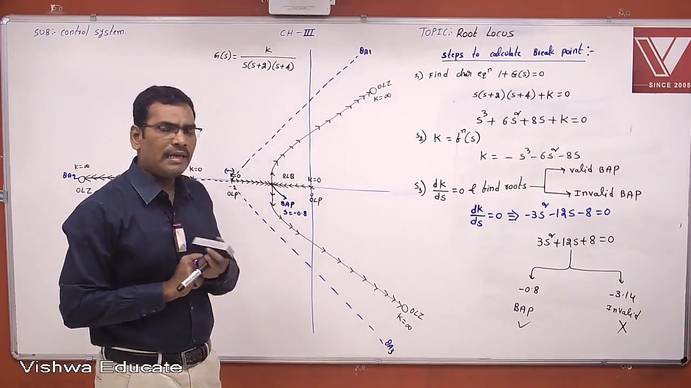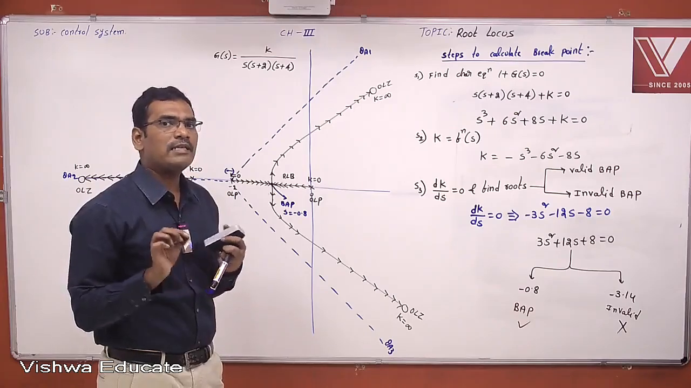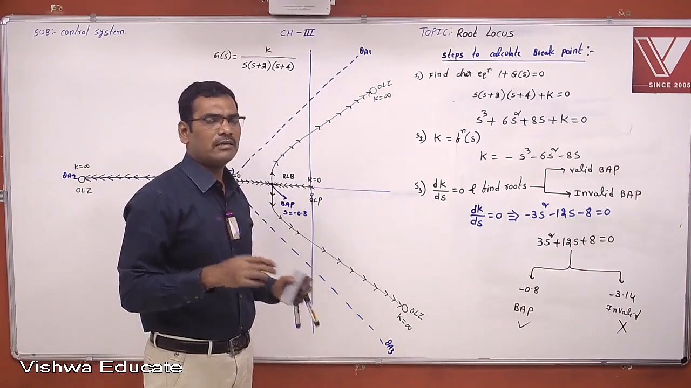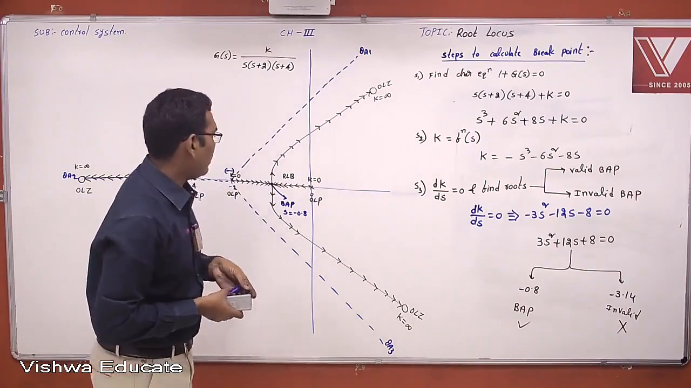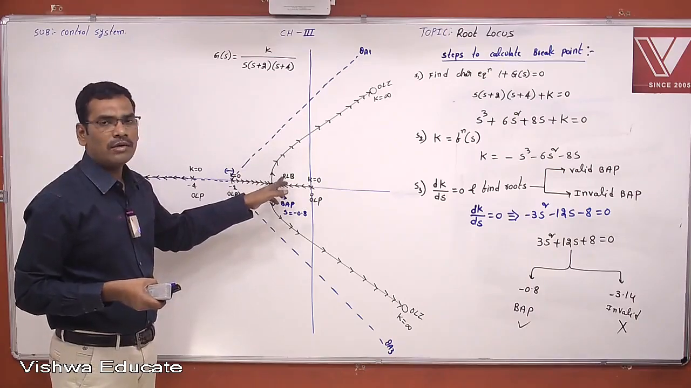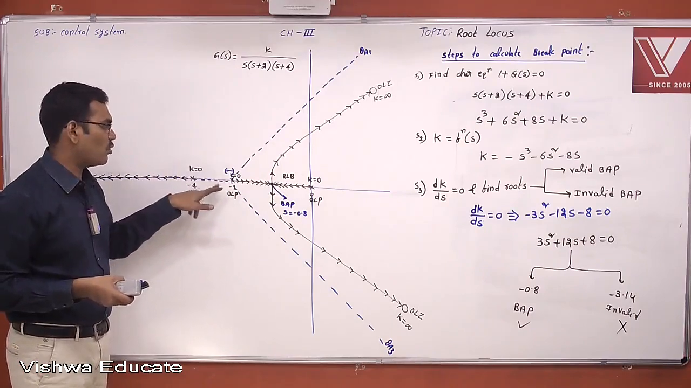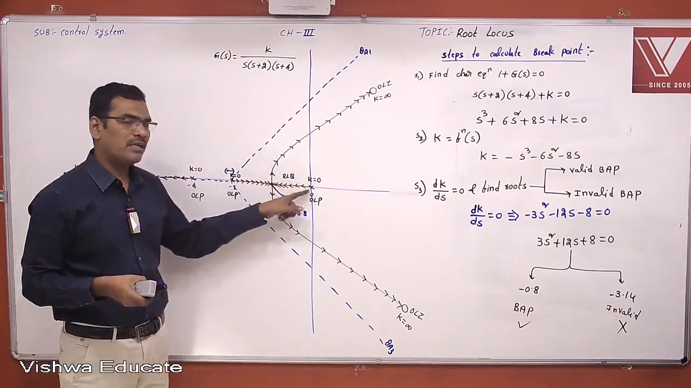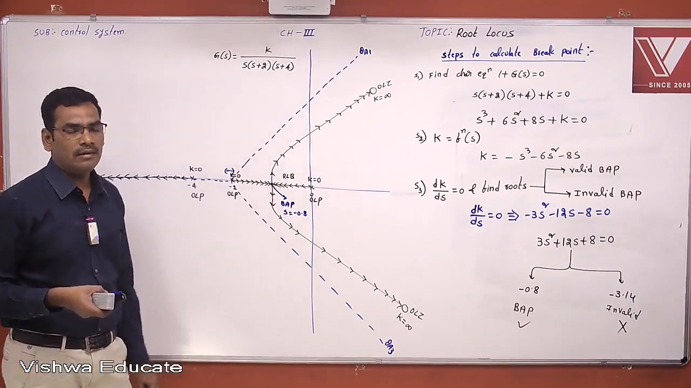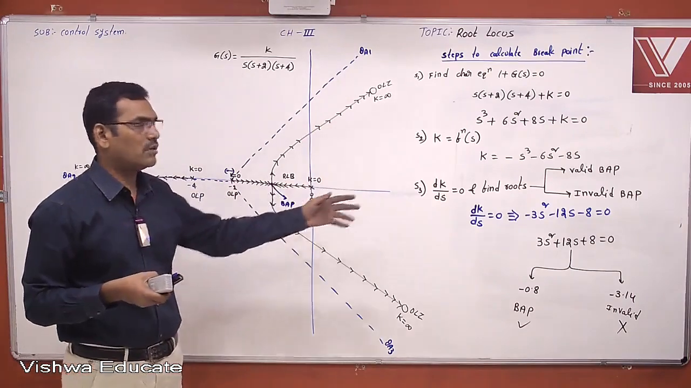But in the examination, if the options are given and there are 4 options, don't do all this procedure. What is the simple solution? The breakaway point or break-in point must lie on the root locus branch. Some options between minus 2 and minus 4 are wrong because there is no root locus branch. In that way also you can rectify which one is correct and which one is wrong. Note this.